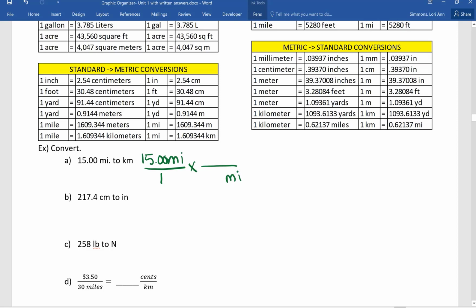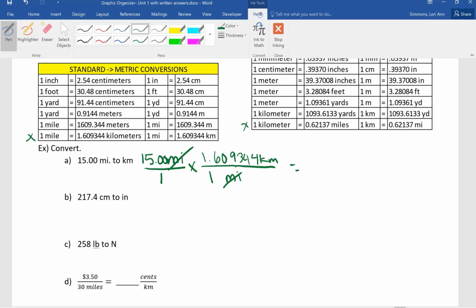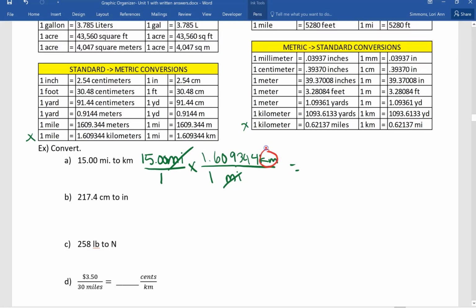If we look up here on our conversions, do we have miles to kilometers? We have this one and we have this one. You can use either or and you will still end up with the same answer. So let's just go with the far left one. 1 mile is 1.609344 kilometers. So our miles would cancel, and our unit that we would be left with is kilometers.